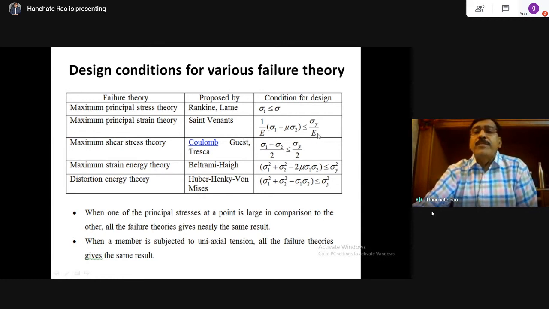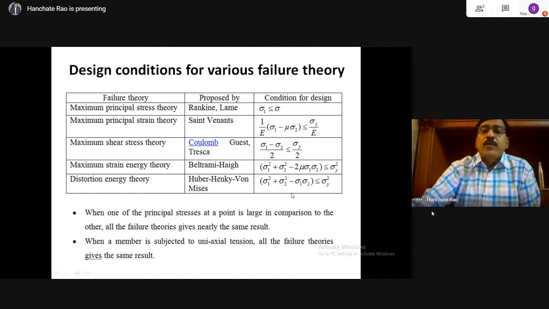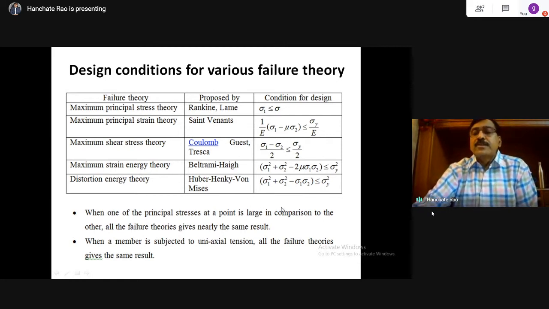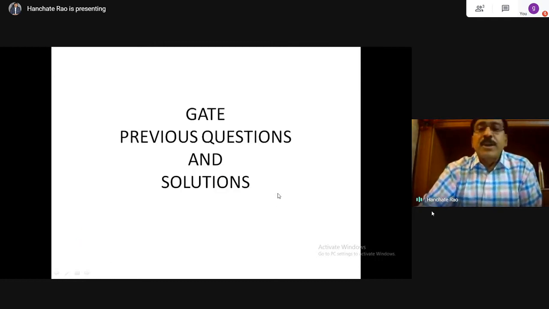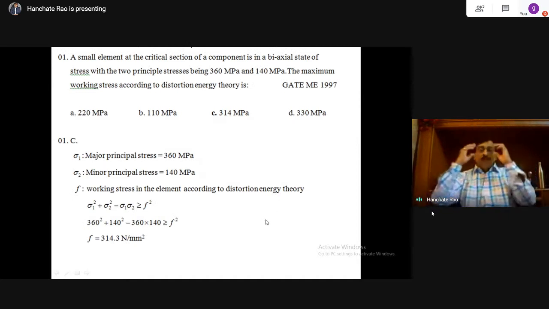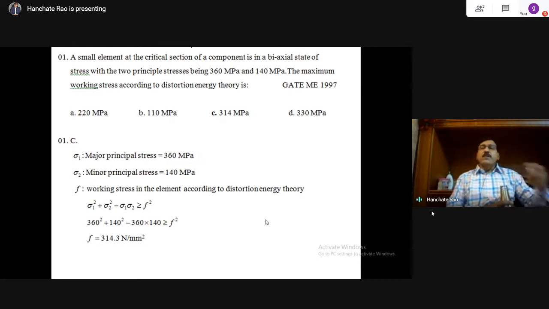So for maximum principal shear stress theory, sigma 1 minus sigma 2, sigma 1 square plus sigma 2 square minus sigma 1 minus sigma 2 should be less than or equal to sigma y square. So this is the design criteria which we have discussed in today's class. There is no need to remember any formulae. Whatever concepts we have discussed, with these concepts you can find out and solve 60 megapascals and 140 megapascals.